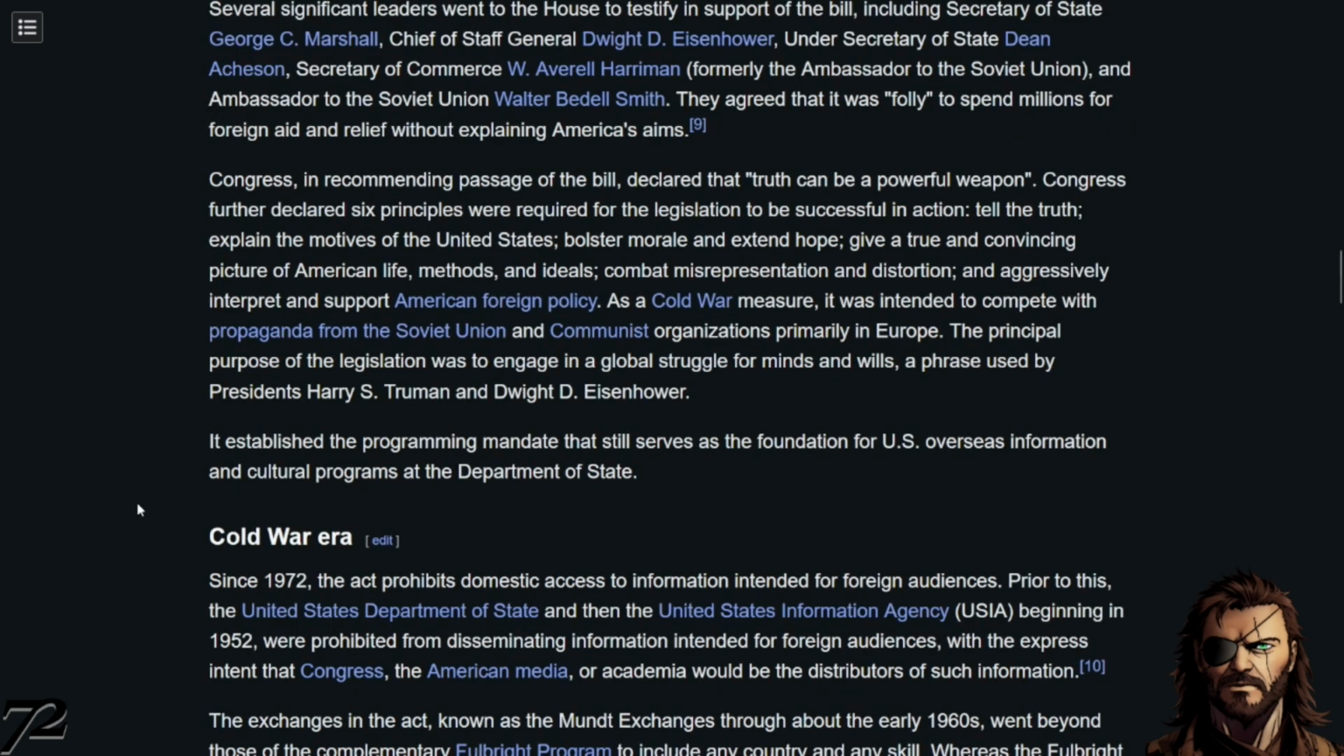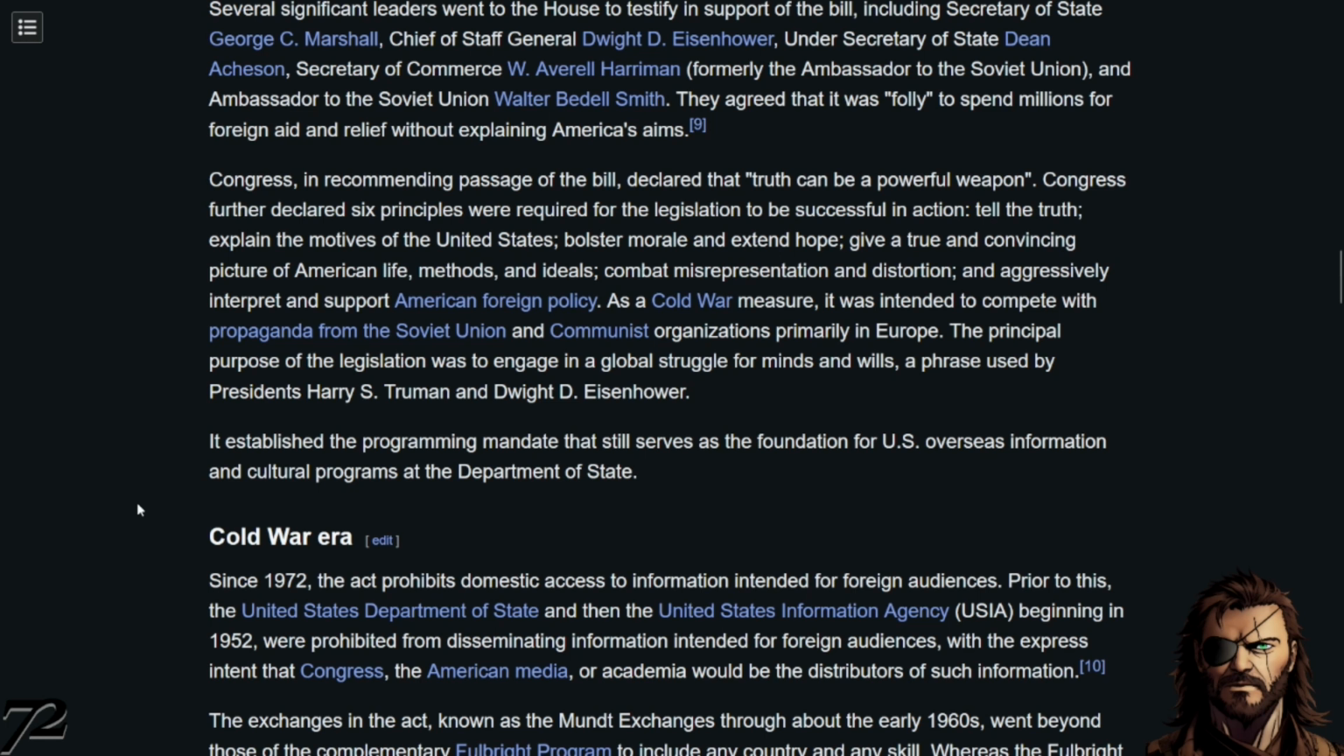Several significant leaders went to the House to testify in support of the bill, including Secretary of State George C. Marshall, Chief of Staff General Dwight D. Eisenhower, Under Secretary of State Dean Acheson, Secretary of Commerce W. Averell Harriman, the former ambassador to the Soviet Union, and Ambassador to the Soviet Union Walter Bedell Smith. They agreed that it was folly to spend millions for foreign aid and relief without explaining America's aims. Congress, in recommending passage of the bill, declared that truth can be a powerful weapon.